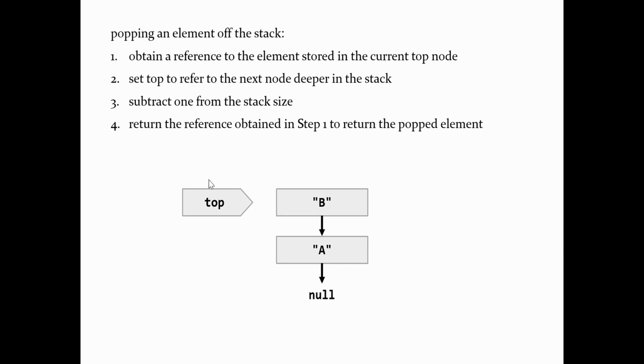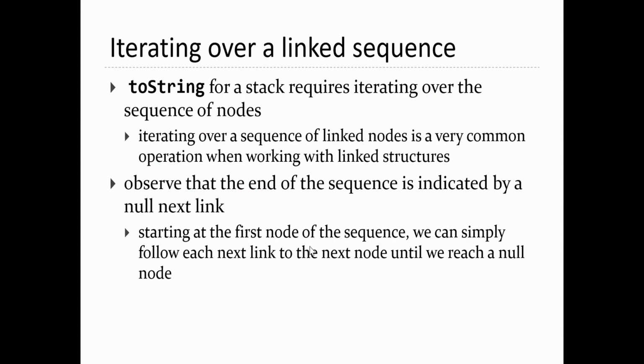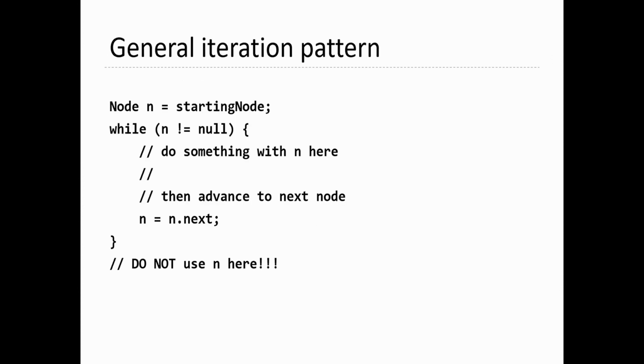I want to start up here. I just want to follow the links until I hit a link that's null. Because as soon as I hit a link that's null, I know that I've hit the end of the stack. So starting at the first node of the sequence, you simply follow each next link to the next node until you reach a null node. This is the general pattern that you can use to iterate over a sequence of nodes.